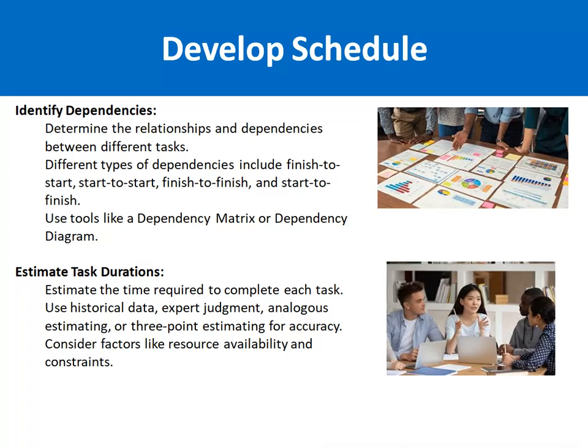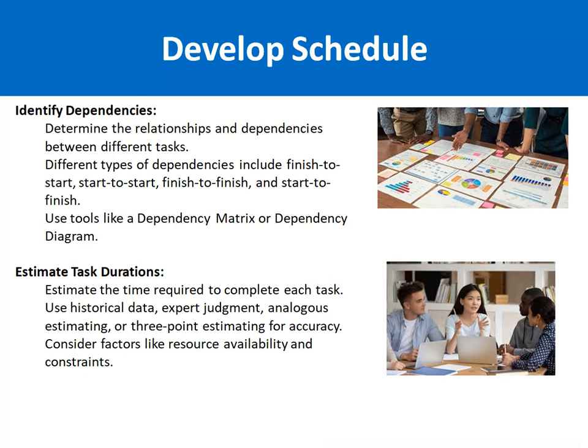Then, once the dependencies have been identified, we have to estimate the task duration. Task duration means how much time is required for a task, for example 5 days or 10 days. And for this estimation, we use historical data.